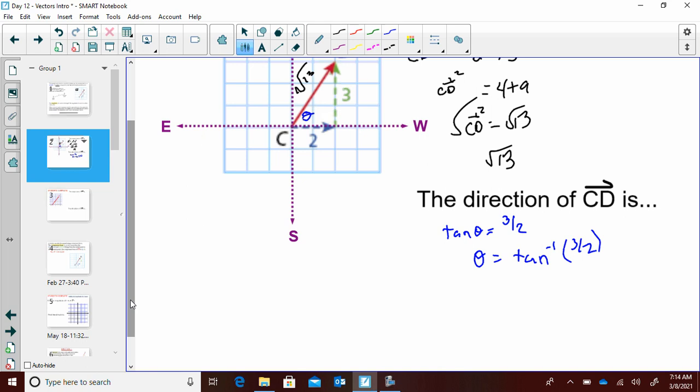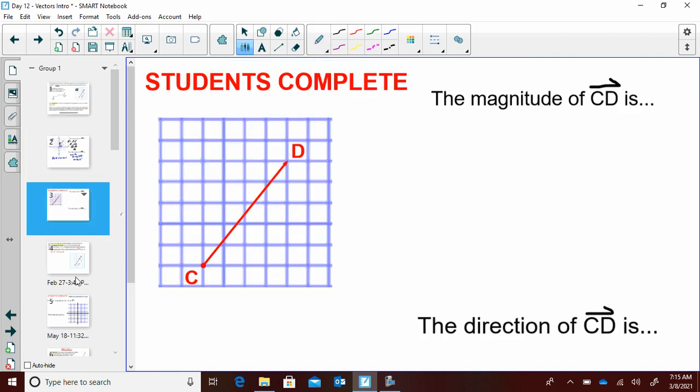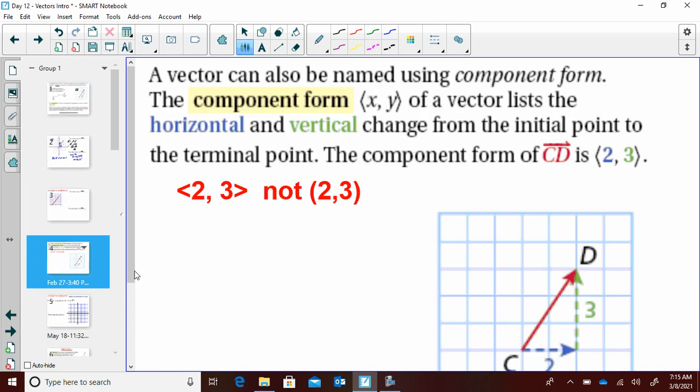Second tangent, 3 divided by 2. Theta is 56.31 degrees. So we could say 56.31 degrees north of east. Right? And there's some other ways we will do directions that we're going to learn a little bit later on. Okay? So that's something for you to do. This is just showing you how to write it.